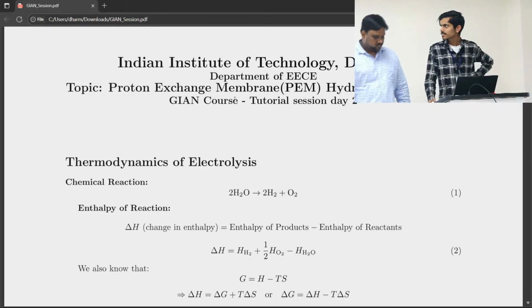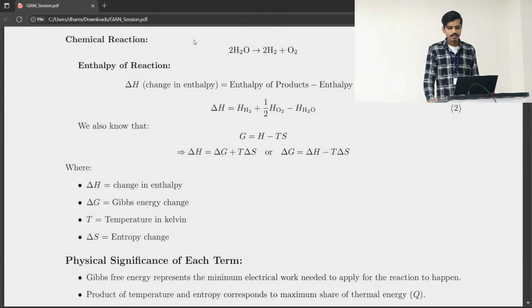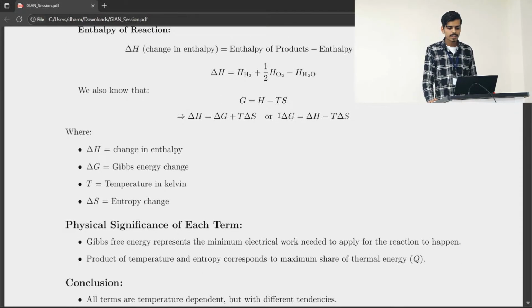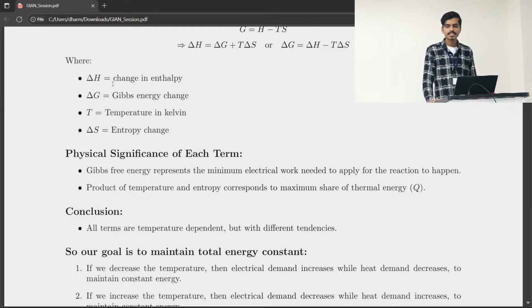In today's session, as we know, when any product dissociates between two reactants or a reactant dissociates between two products, we have some change in energy. It may be positive or negative, depending upon the type of reaction. After that we will try to model this equation as the Gibbs energy, G equal to H minus T S. To be more precise, if we want to calculate the change in Gibbs free energy, we can write this equation: delta G equals delta H minus T delta S. Here delta H represents the change in enthalpy, delta G is the Gibbs energy change, T is temperature in Kelvin, and delta S is the entropy change.